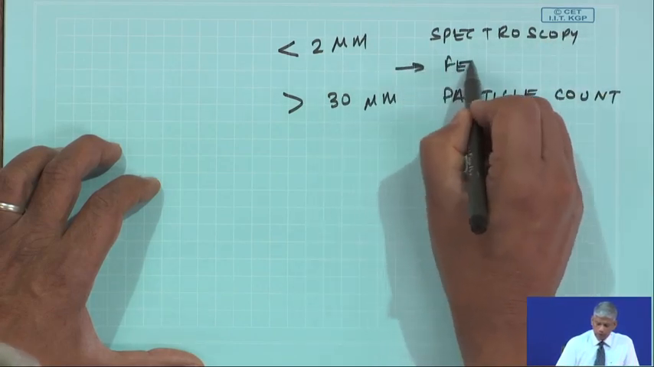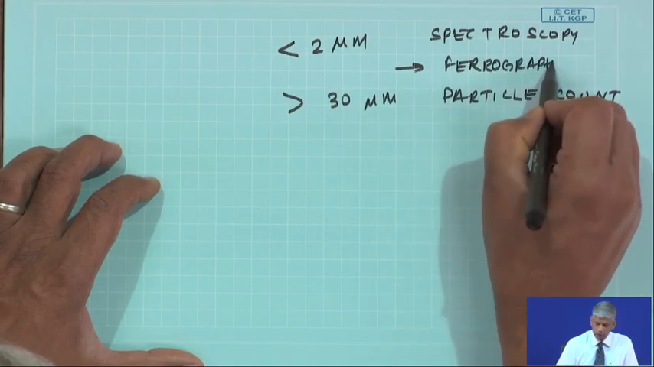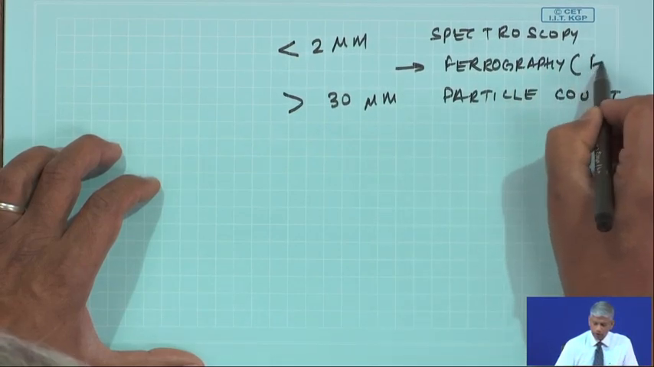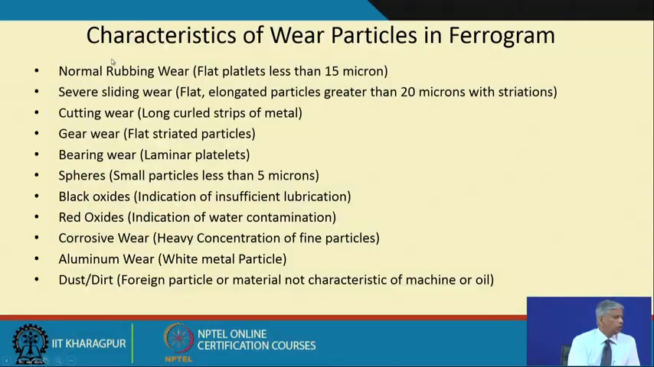Sometimes this is known as a ferrogram, but this is only good for ferritic or iron surfaces. So, normal rubbing wear will have flat plates less than 15 microns, severe sliding wear has flat elongated particles greater than 20 microns with striations, cutting wear has long curled strips of metal, gear wear has flat striated particles, and so on.